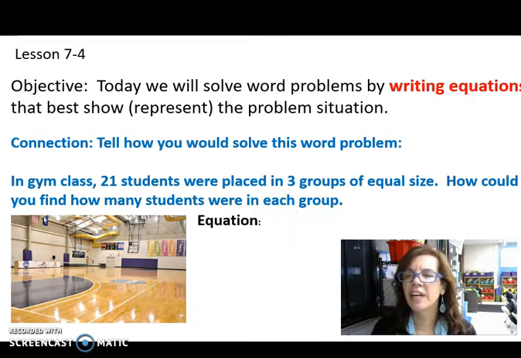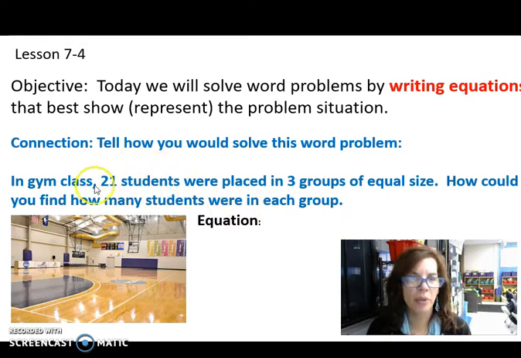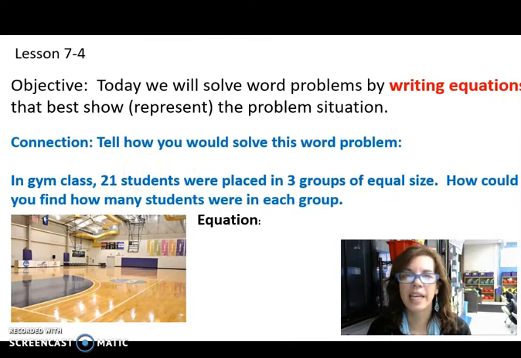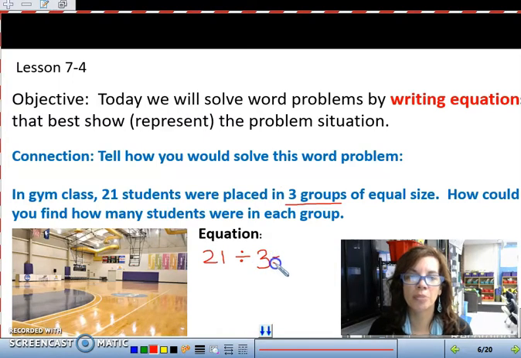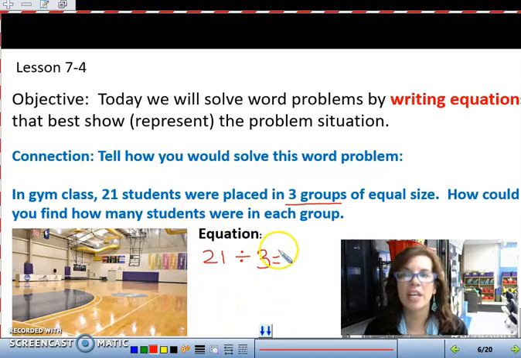Let's think about that. If I had to write an equation, I look at the larger number, in this case being 21. All right, so we're looking at 21 divided by how many groups? 3. 3 groups. Now we're actually becoming pros at reading a word problem and finding the equation that, remember, will show best what is happening in that situation.